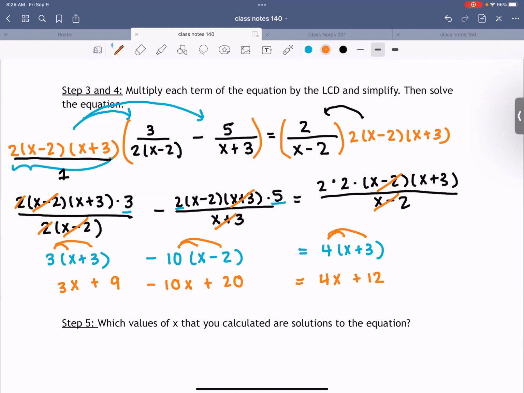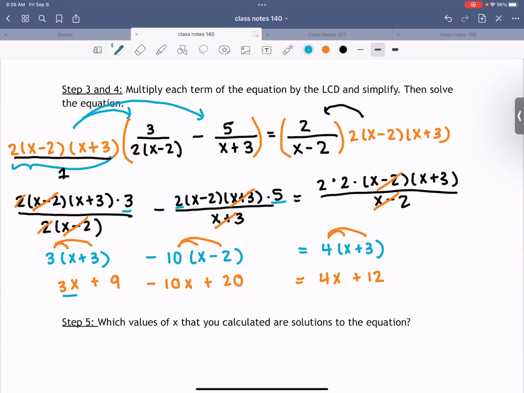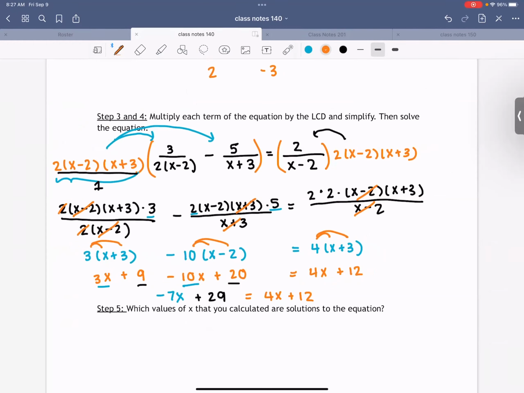Now we're getting somewhere that we think is pretty familiar, right? Looks like we have some like terms here. We've got a 3x and a negative 10x, so we can combine them to get negative 7x. We've got a 9 and a 20, and that gives us 29. And let's see, we've got a 4x plus 12. Well, we can't do anything with that. Darn it, looks like I'm running out of space. That's okay.